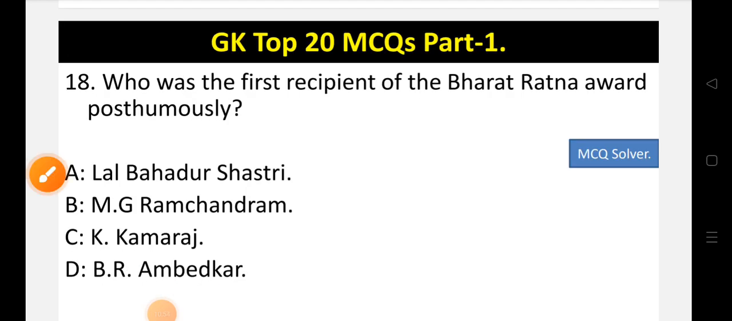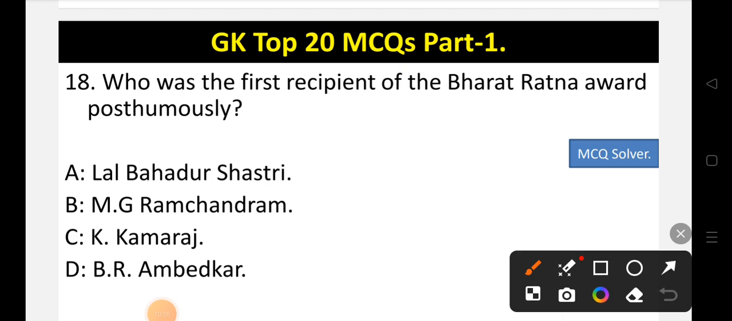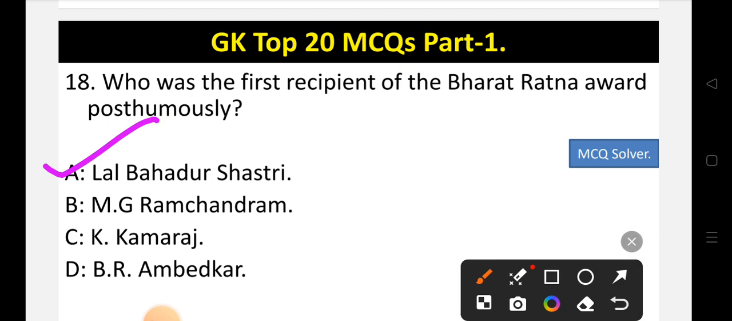Now let's move to question number 18. Who was the first recipient of the Bharat Ratna Award posthumously? So posthumously, the first recipient of Bharat Ratna Award was given to, correct option is option A, that is Lal Bahadur Shastri. So Lal Bahadur Shastri was given the Bharat Ratna posthumously, that is after his death. So A is the correct option.